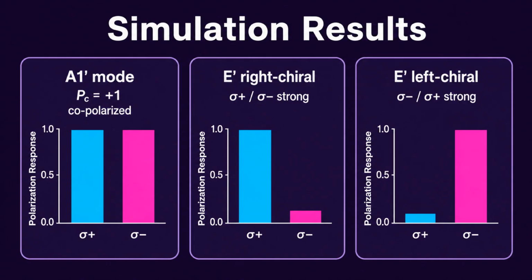For the E' right chiral mode, sigma plus slash sigma minus gives strong cross-polarized signal, while sigma minus slash sigma plus is 0. The left chiral mode shows the opposite pattern. These predictions match experimental observations beautifully.